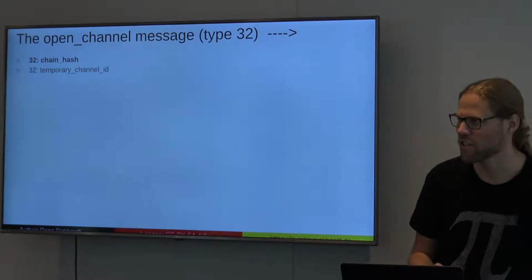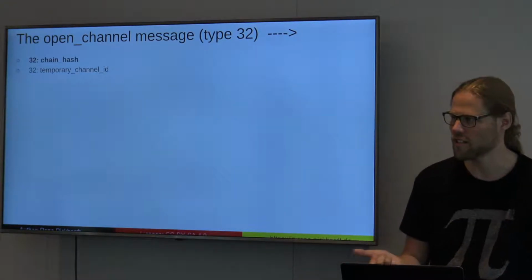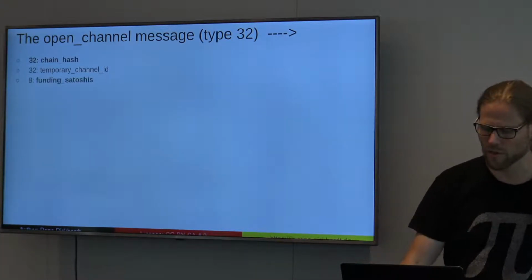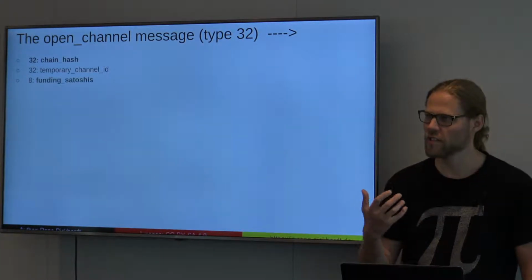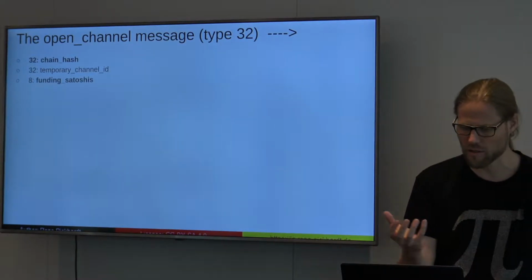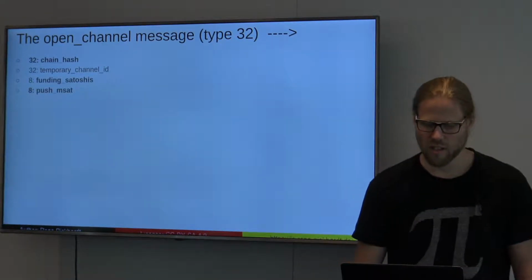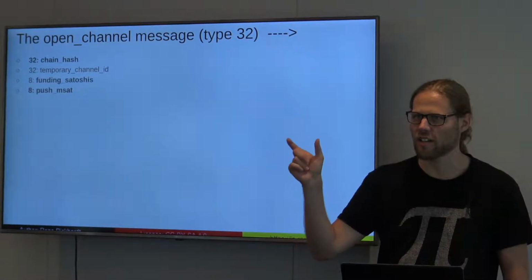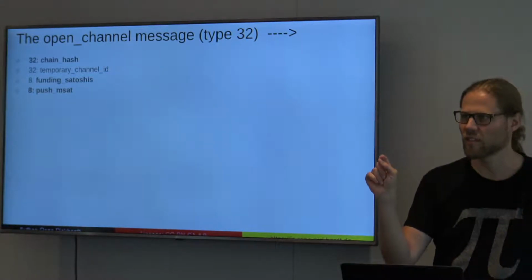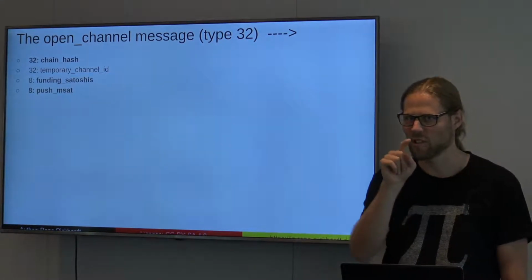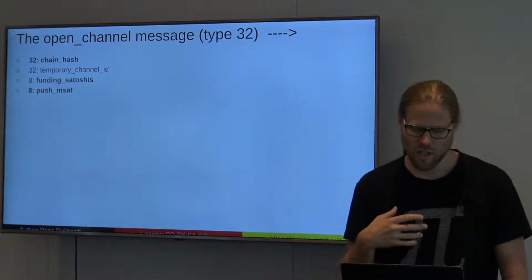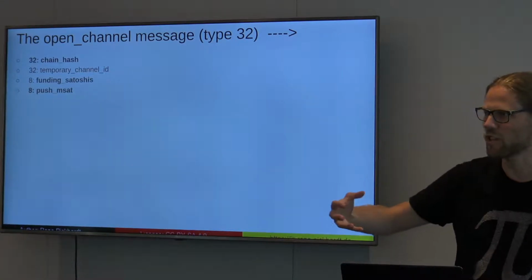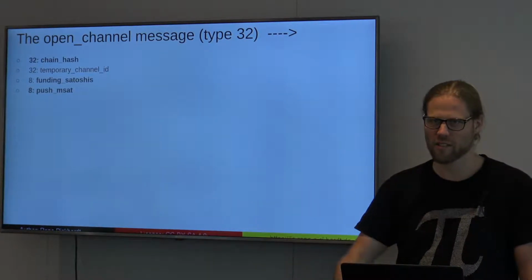Then I have a temporary channel ID, because the final channel ID is not determined yet. This is just some random data for the nodes to refer to the channel. I have the amount of satoshis that I want to bring to this channel, which is the funding satoshis. Then push_msat. msat is always a millisatoshi. As you know, in Lightning, we calculate even a fraction of up to a 1,000th of a satoshi. And this is how much I might already push to the other side of the channel, right? When I open a channel, I could already say, hey, the other party already gets some money with it.